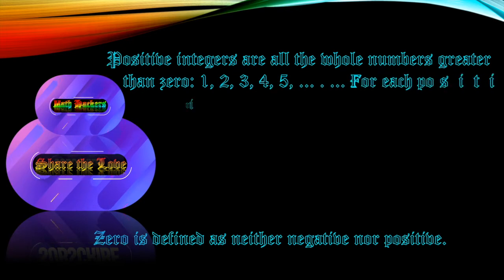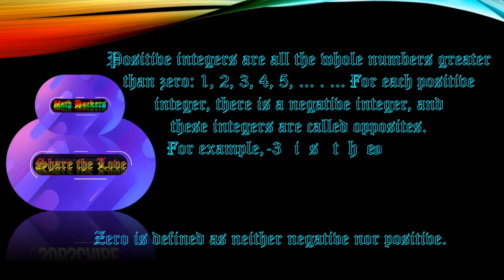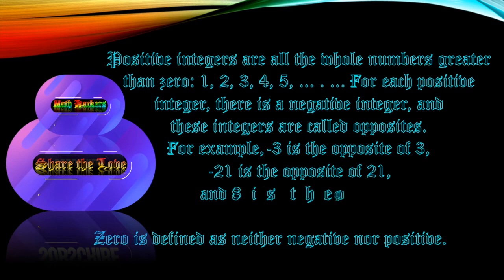Positive integers are all the whole numbers greater than 0, such as 1, 2, 3, 4, and 5, and so on and so forth. For each positive integer, there is a negative integer, and these integers are called opposites. For example, minus 3 is the opposite of 3. Wait, does that mean minus 21 is the opposite of 21, and 8 is the opposite of minus 8? Yep. Like opposite ends of the spectrum, like night and day.